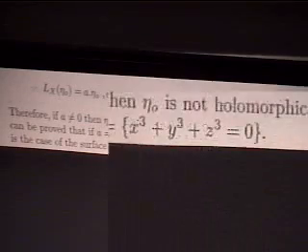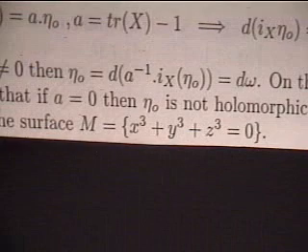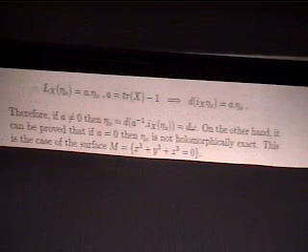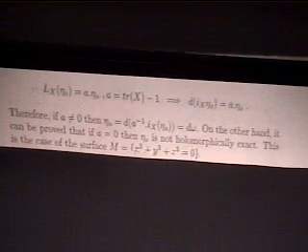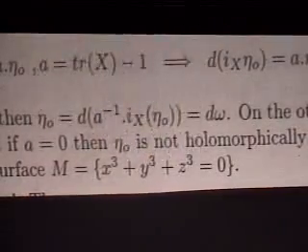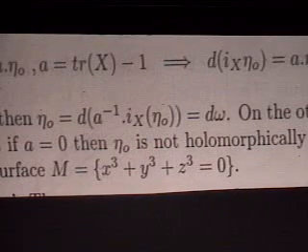Therefore, if A is different from 0, then the form eta 0 is exact. But if A is equal to 0, then eta 0 is not exact: closed but not exact. And this is the case for this surface, for instance. In this case, the trace of the vector field is 1/3 plus 1/3 plus 1/3, equals 1, minus 1 equals 0.